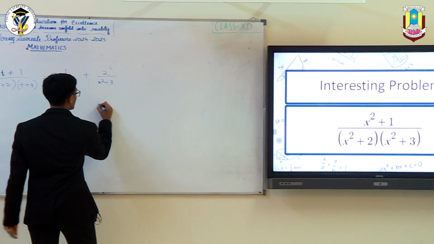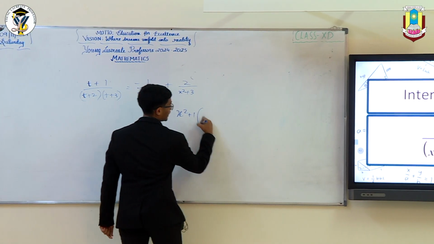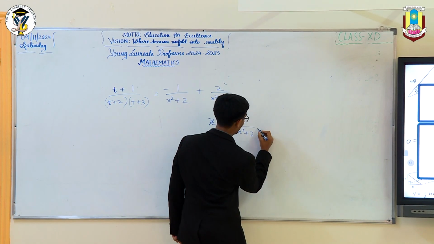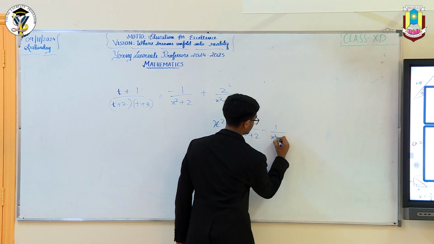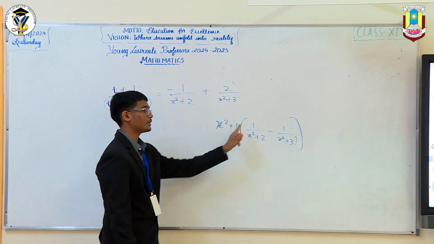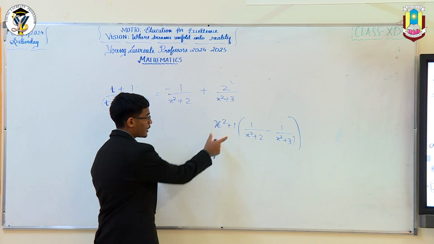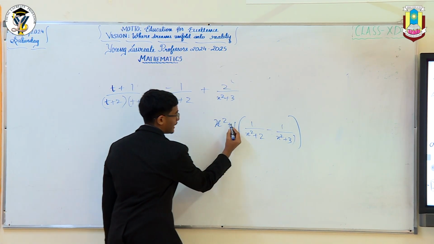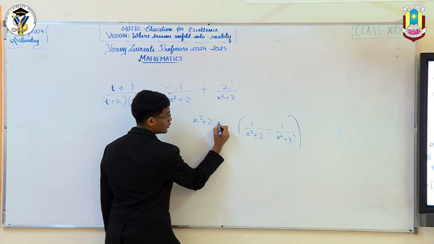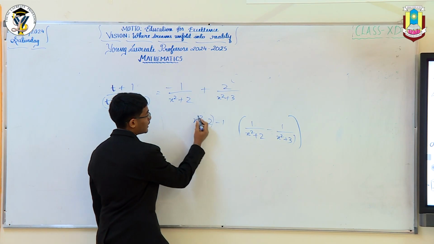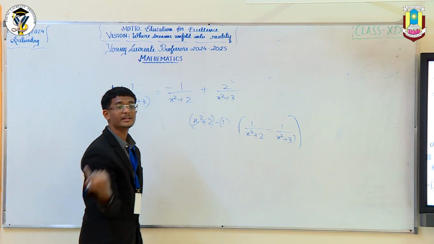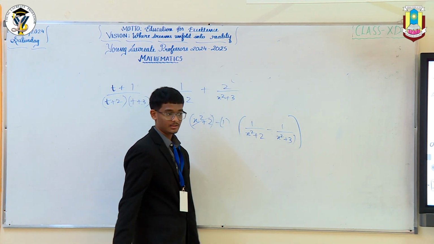So what do you get? X square plus 1 into 1 by x square plus 2 minus 1 by x square plus 3. Now can anyone take it from here? Because this x square plus 1 you have to multiply inside anyways. So when you are multiplying this x square plus 1 inside, you write it as what? X square plus 1 can be written as x square plus 2 minus 1, right? Cancel, cancel. Same here, x square plus 3 minus 2. X square plus 3 cancelled.